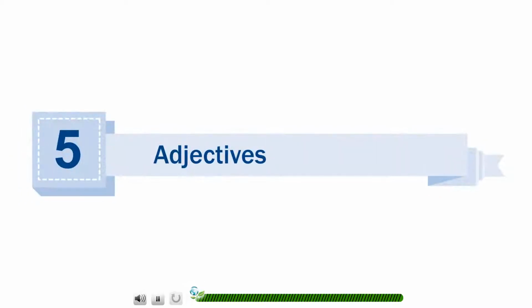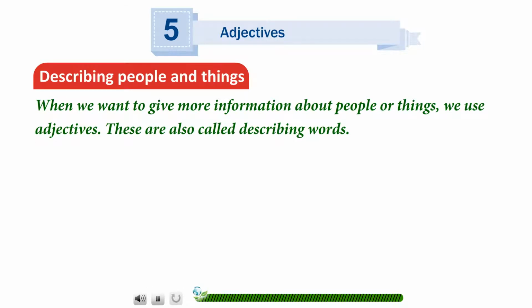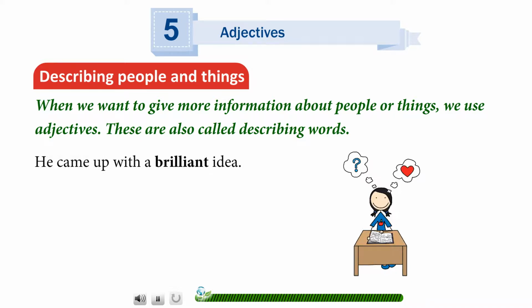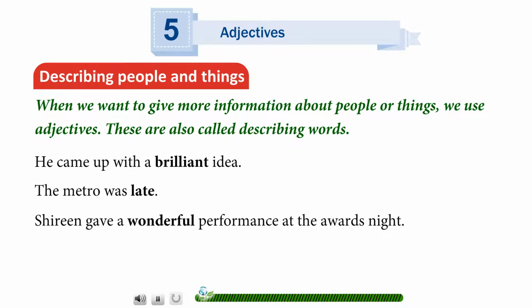Chapter 5. Adjectives. Describing people and things. When we want to give more information about people or things, we use adjectives. These are also called describing words. He came up with a brilliant idea. The metro was late. Shireen gave a wonderful performance at the awards night.